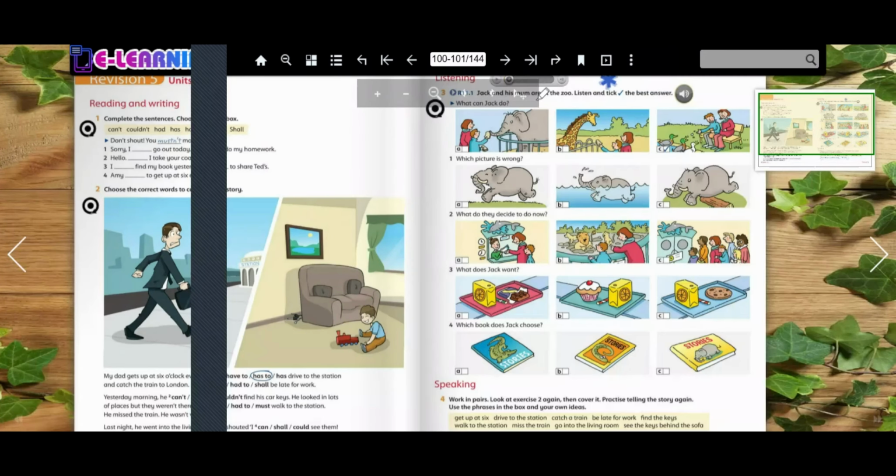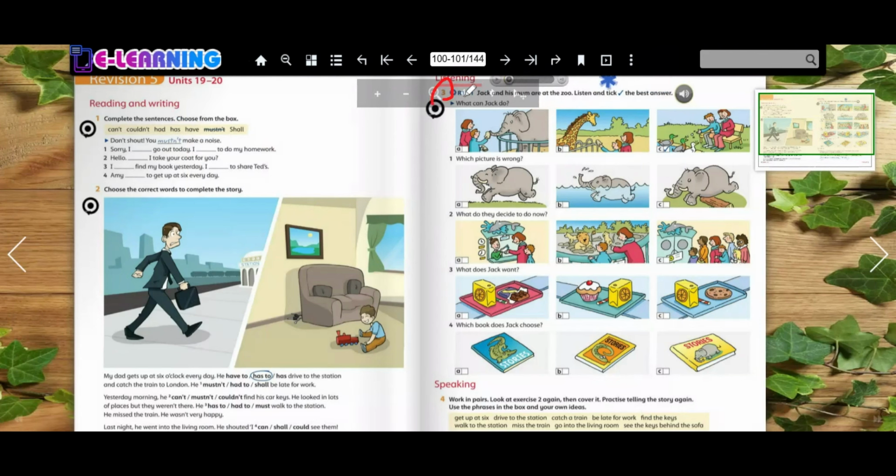All right, next part, listening. Exercise 3, Jack and his mom are at the zoo. Listen and take the best answer. So I want you to read all of the questions carefully and look at the pictures closely before you listen, right? You can pause the video. Okay, now let's listen.